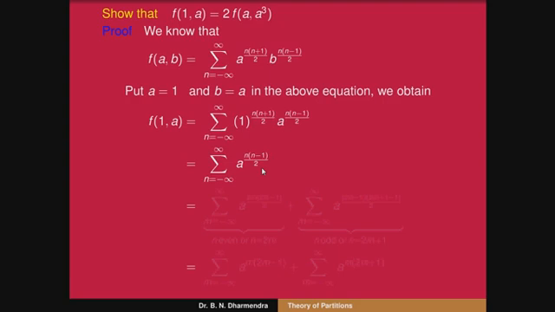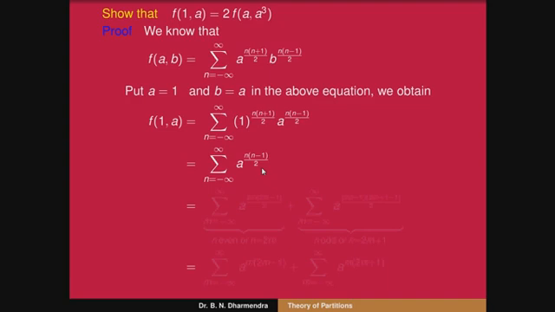Now, we can split into two parts: the even part and the odd part. Suppose n is even, then we can take n equal to 2m, and if n is odd, then the second part, n is equal to 2m plus 1.